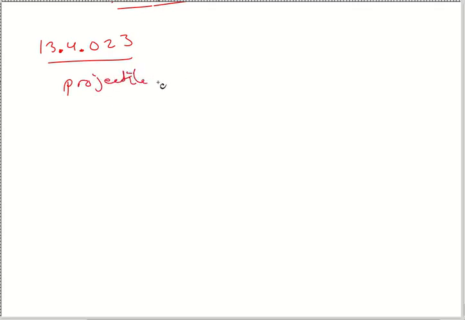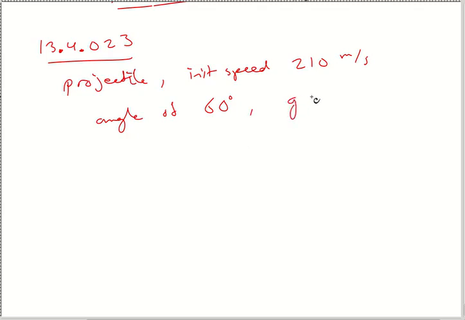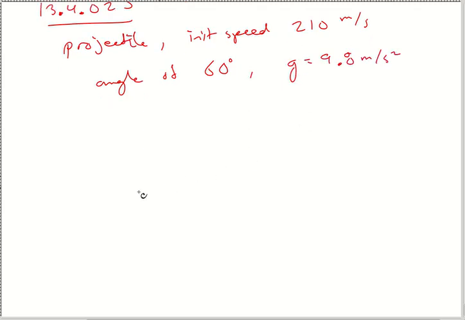Projectile. It has an initial speed of 210 meters per second. Cool. It has an angle of elevation of 60 degrees. So that's how high it was blasted off. Just so that you know, g is equal to 9.8 meters per second squared. That's your gravity. And go.